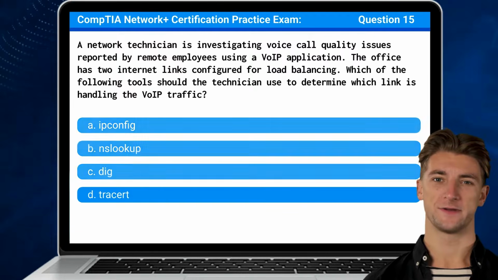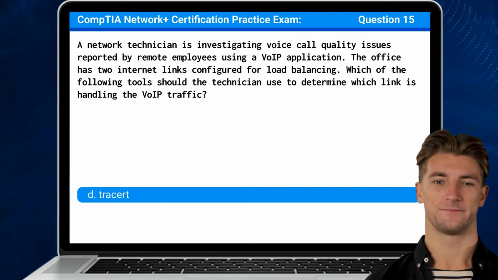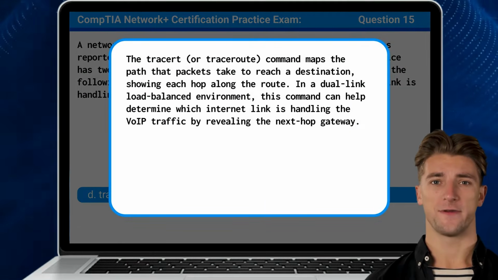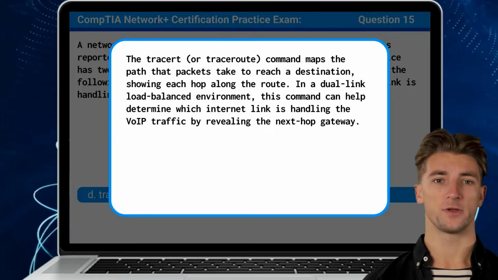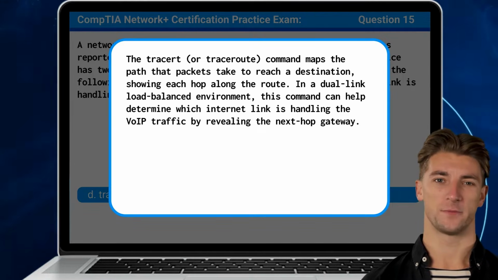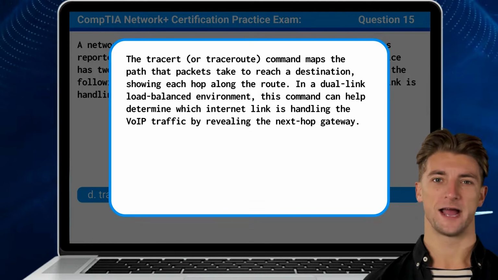The answer is D. TraceRT. The TraceRT command maps the path that packets take to reach a destination, showing each hop along the route. In a dual-link load balance environment, this command can help determine which internet link is handling the voice over IP traffic by revealing the next hop gateway.